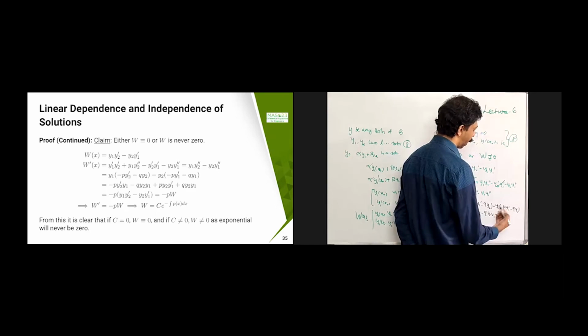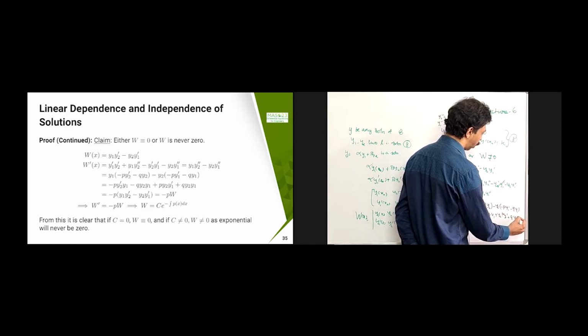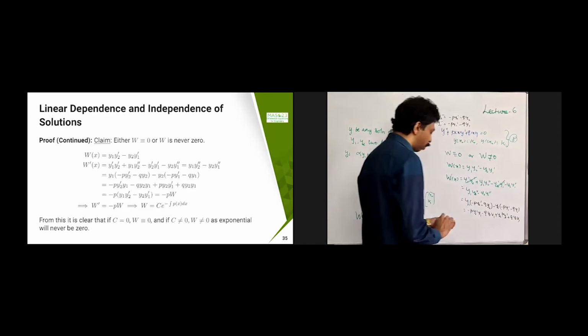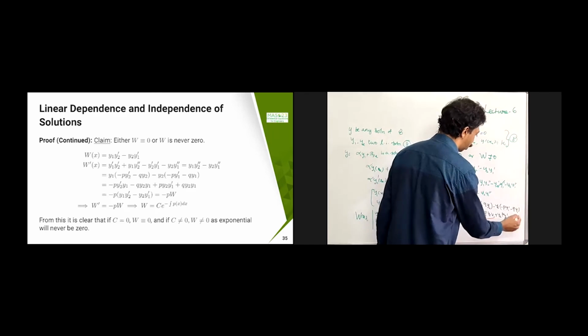This is going to become plus y2 p y1 dash, and this is going to become plus q y2 y1. So these two are the same, and these two are the same. Therefore, this is going to get cancelled.